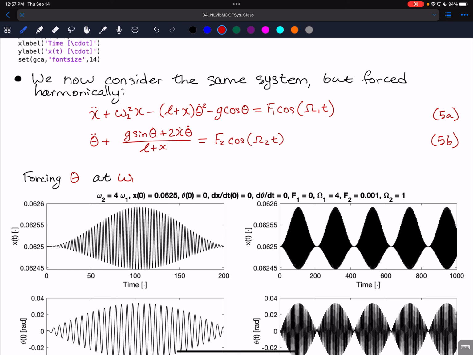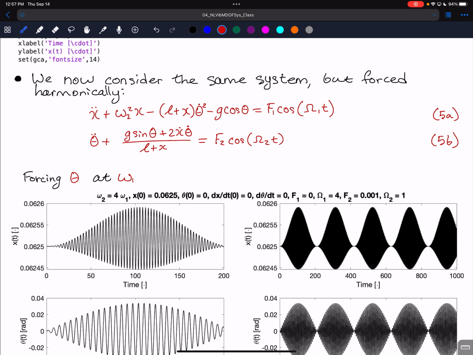And here we're assuming that these forcing terms act however is necessary for them to end up in this form in the equations of motion. So if we're restricting F to just always be in the theta direction, that's what we're requiring. And then F1 is always acting parallel to the spring direction, or parallel to x.